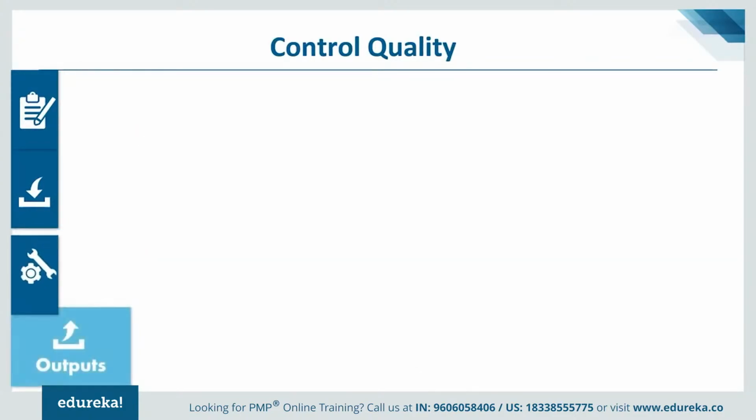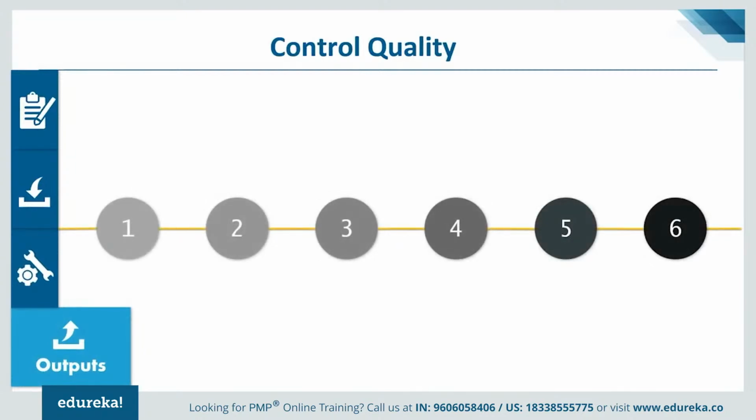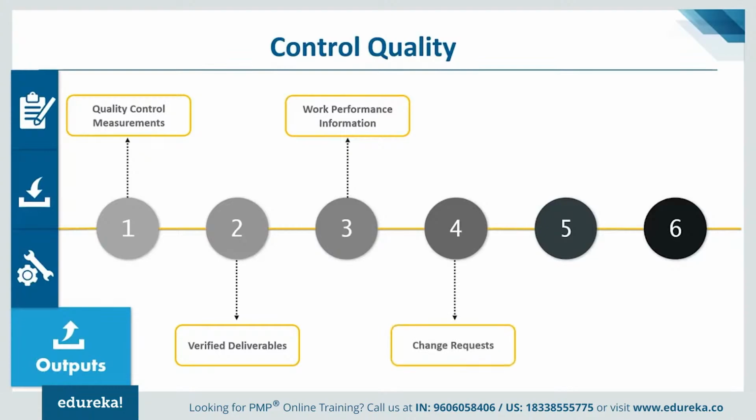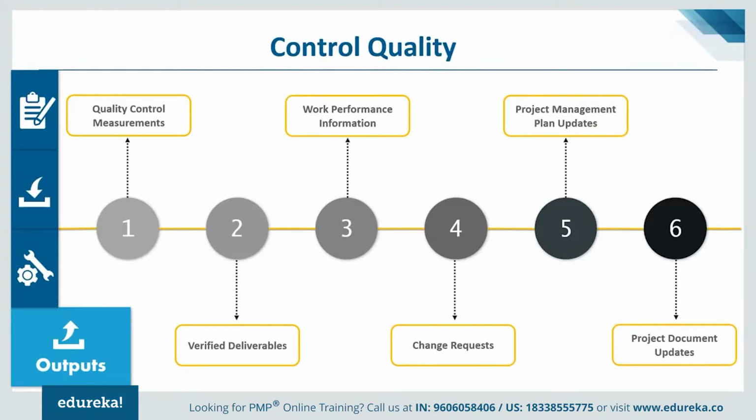Let's move on to the outcomes. What do we expect by the end of this? We certainly expect quality control measurements, so we ensure that we've got the quality control measurements in place. We have verified deliverables. Whatever deliverables are committed at that phase or at that point in time on the project, we have verified those against the requirements that are given by the customers. Work performance information in itself: how are we performing against the plan? Change requests, and the project management plan would get updated as a result of that, including the project documents. So this is what we can expect in the form of outcomes.